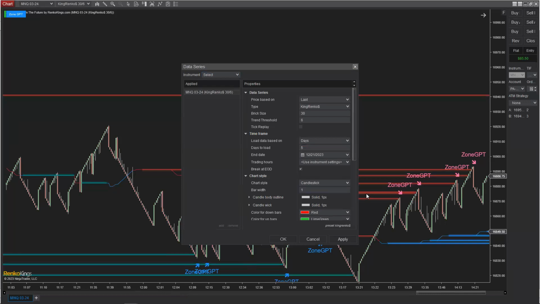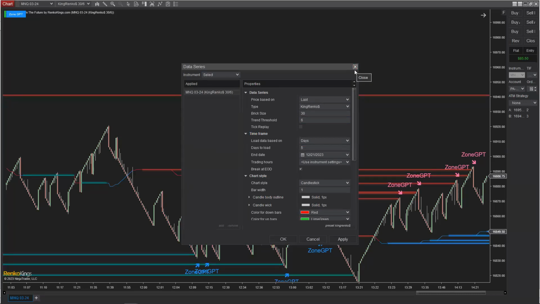So this is the NQ. You see a much larger brick size, obviously, right? Because this is the NQ. You cannot have the NQ being the same size as the S&P, or I should say MNQ, same as MES. These are micro contracts.